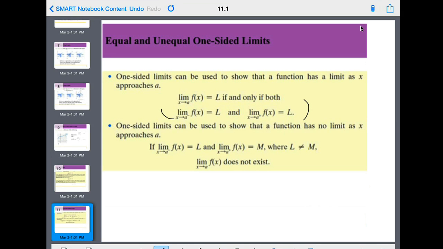Now one-sided limits can also be used to show that a function has no limit. So in other words, if the left side limit equals L and the right side limit equals M, where L and M are not the same, then the limit does not exist. So if the left and right don't equal, then the limit does not exist.